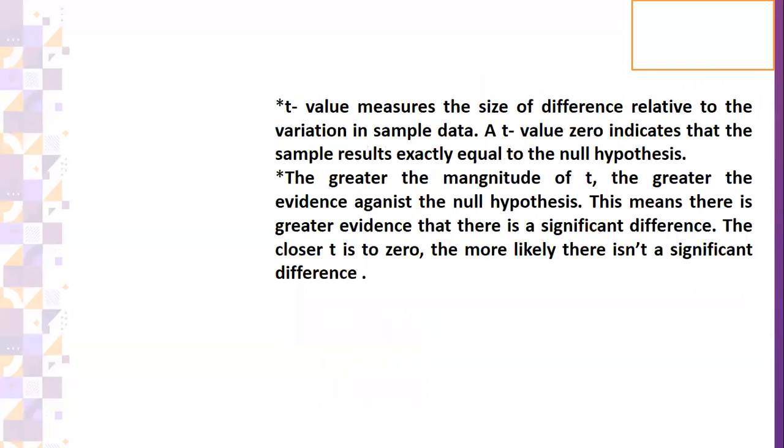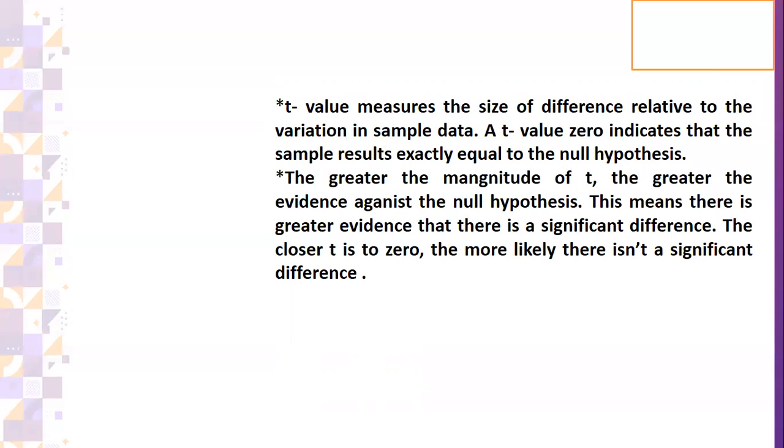So when we talk about T, the value measures the difference relative to the samples. So the T value 0 indicates that the sample results are exactly equal to the null hypothesis. So the greater the value of T, the greater the evidence against the null hypothesis.